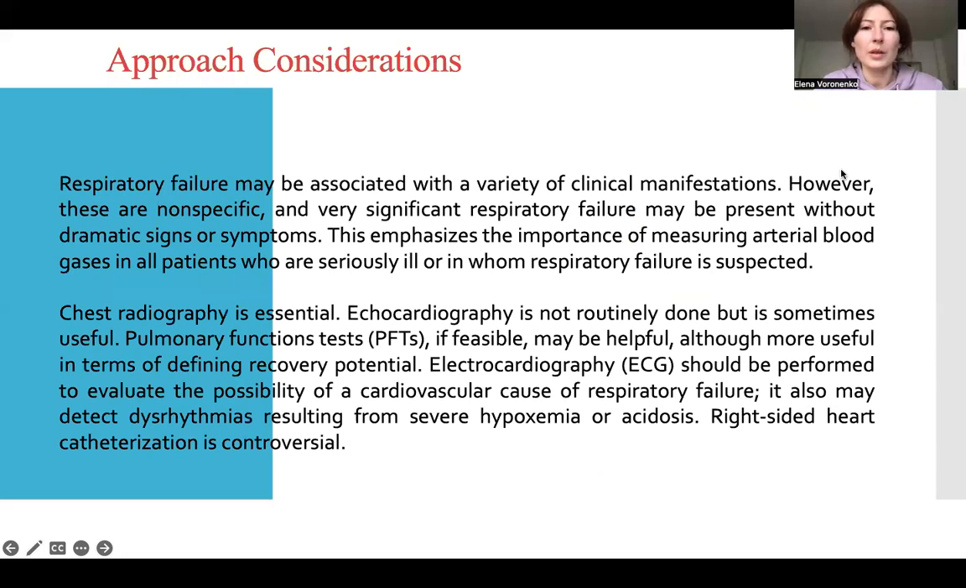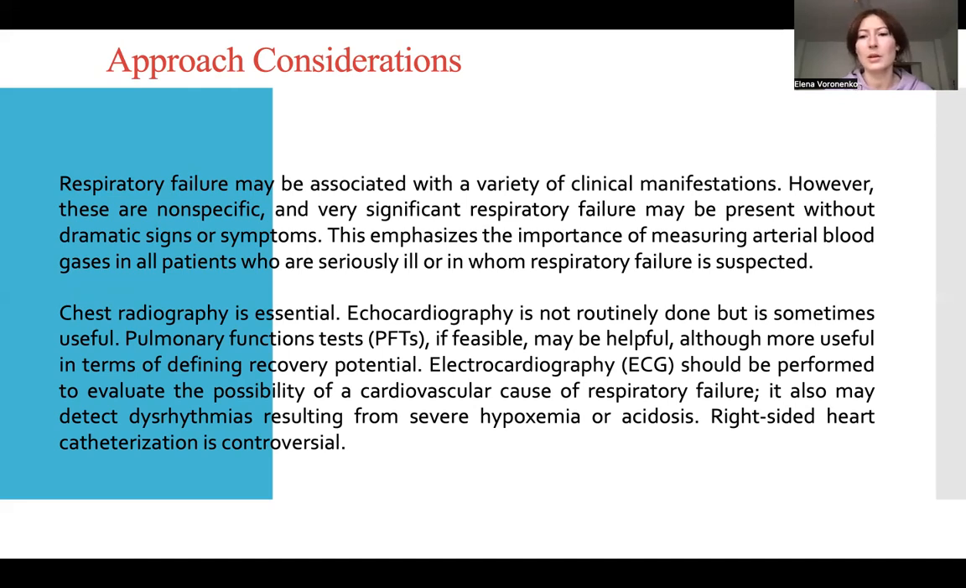Respiratory failure may be associated with a variety of clinical manifestations. However, these are non-specific, and even very significant respiratory failure may be present without dramatic signs or symptoms. This emphasizes the importance of measuring arterial blood gases in all patients who are seriously ill or in whom respiratory failure is suspected. Chest radiography is essential.